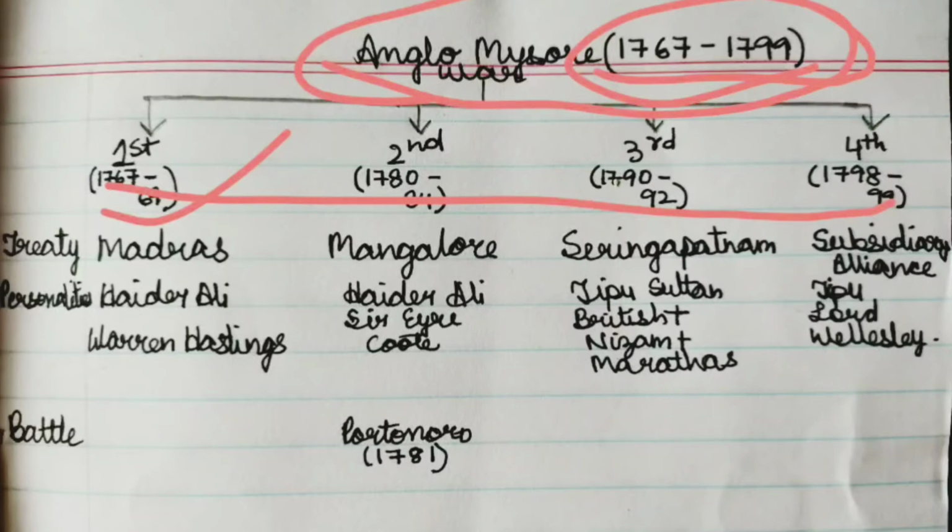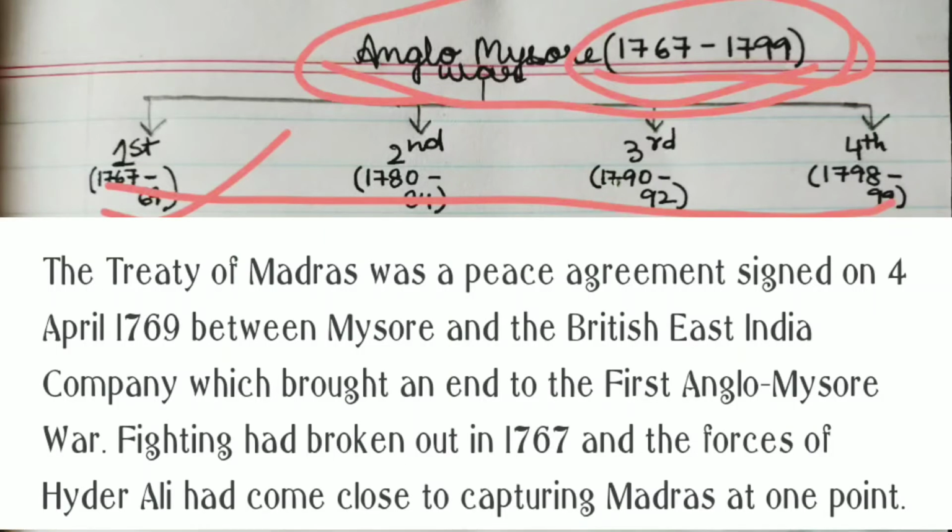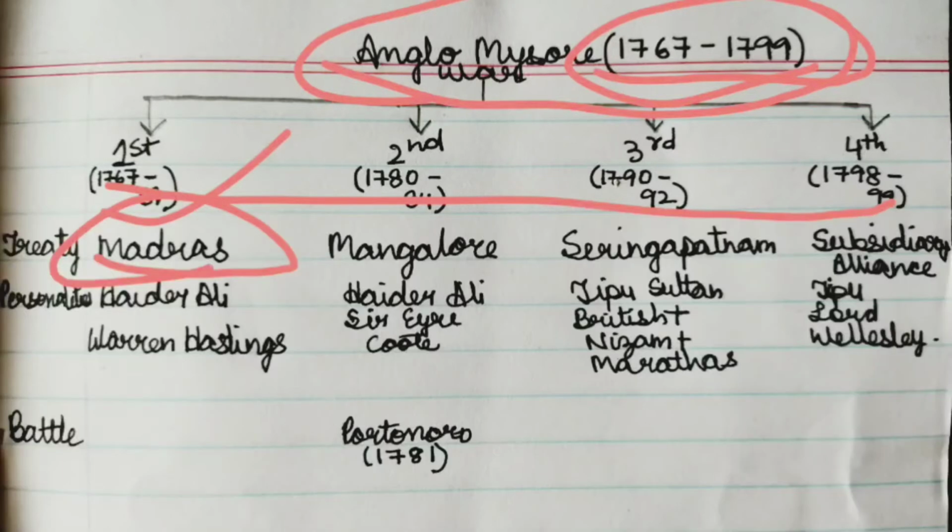alliance. So finally, after all of the issues that was going on, the Treaty of Madras was signed, and according to this treaty, it was decided that it would be mutual restitution of conquest, exchange of war prisoners, and defensive and offensive alliance. So it doesn't matter. This war is not of that importance.